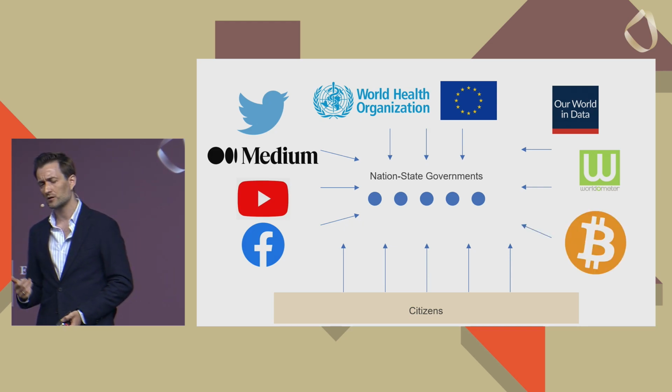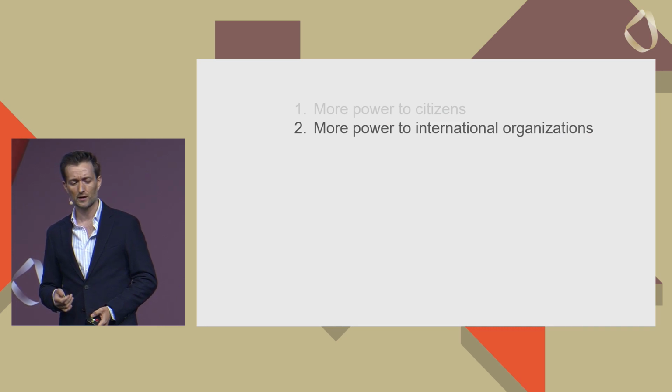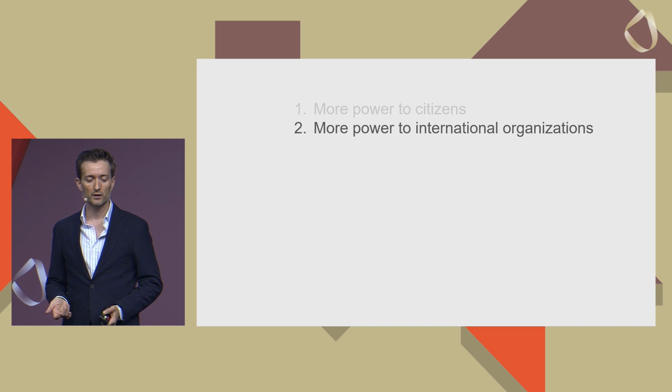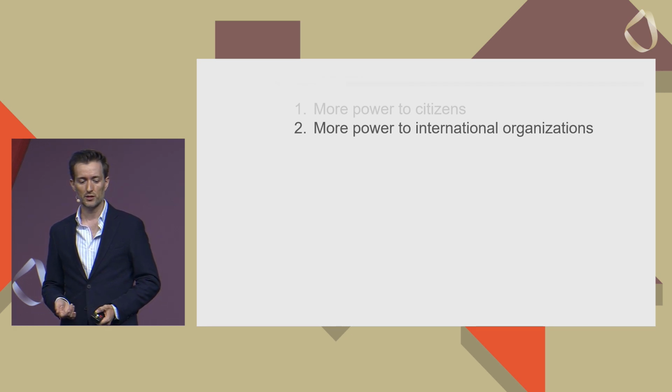And we have Bitcoin, cryptocurrencies, and blockchain. We're going to talk about that in a second. But this is another way that sovereignty from nation states is eroding. There's more power to international organizations.